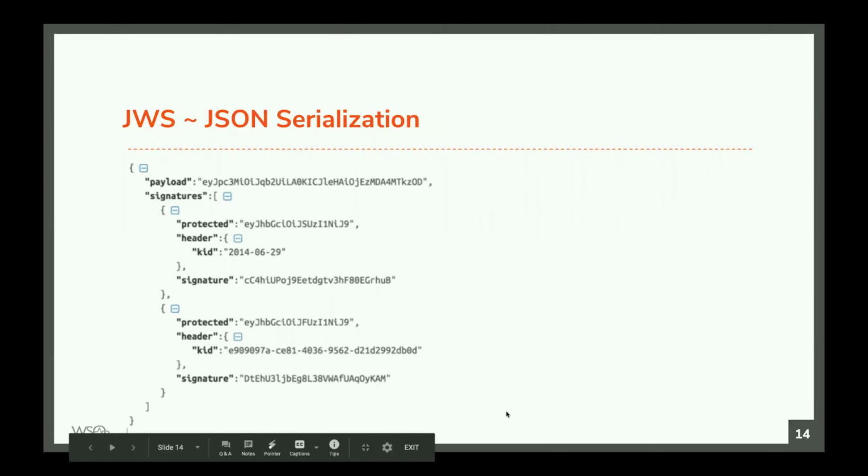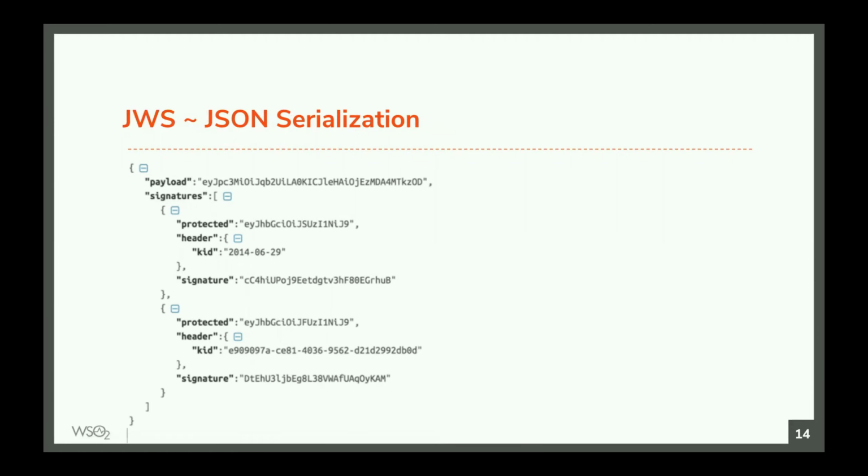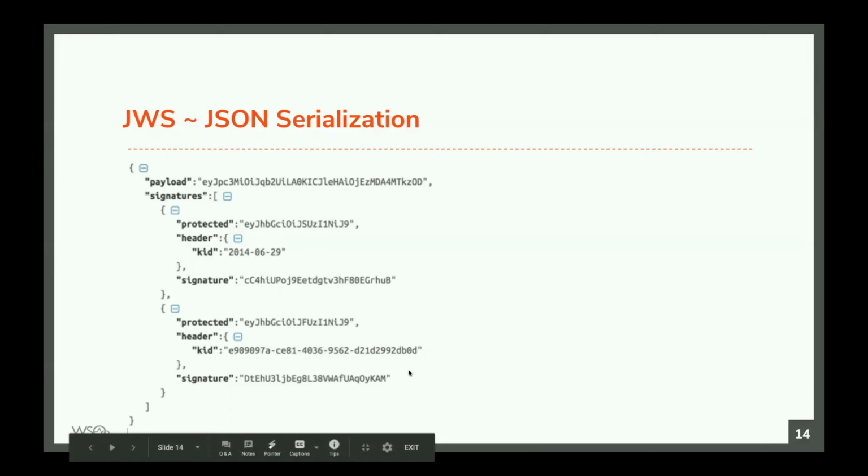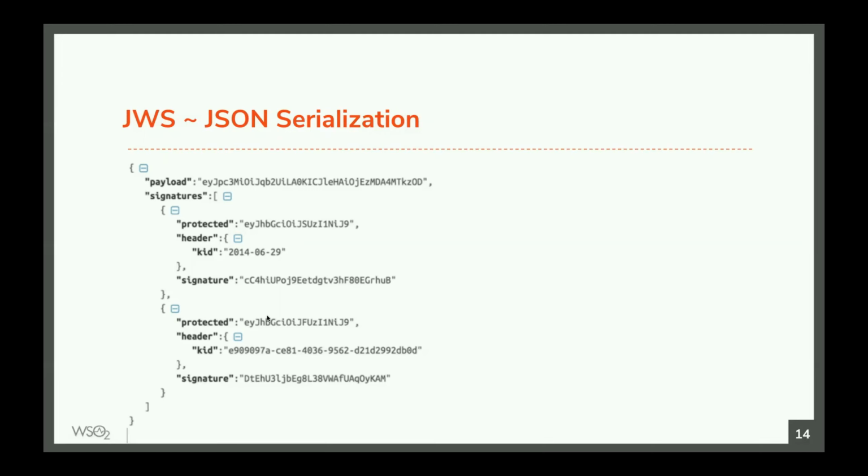This is a representation of a JSON serialized JWS. We won't go into details. One main difference between JSON serialization and compact serialization is that with JSON serialization, for the same payload, you can have multiple signatures. But with a JWT using compact serialization, you can only have one signature. Here you can have multiple signatures of this particular payload, and this payload can be anything. It can be JSON, XML, binary, anything.